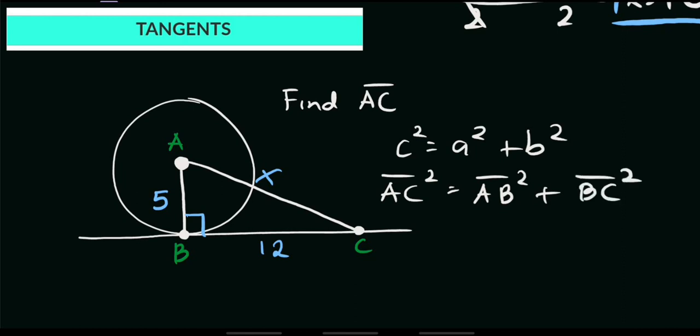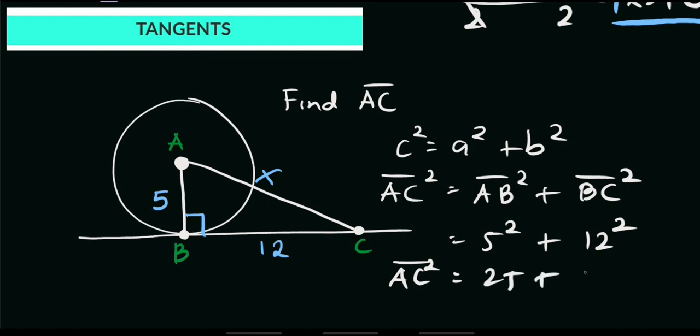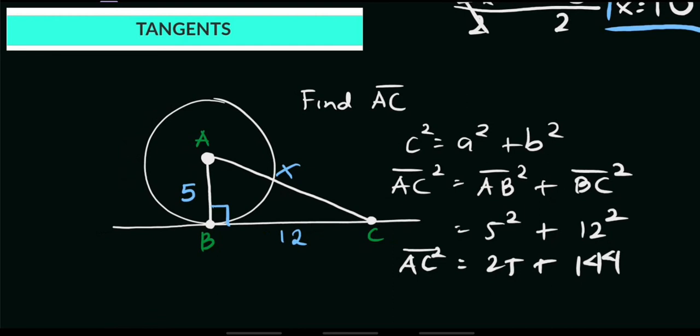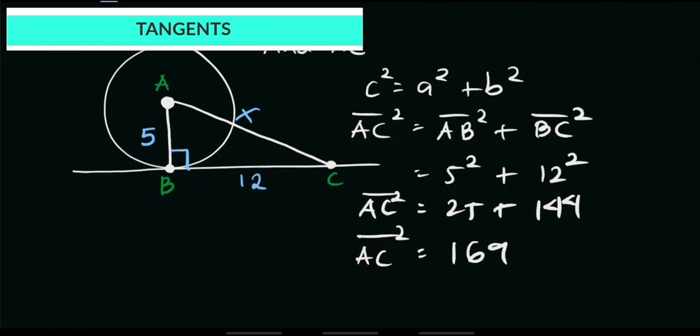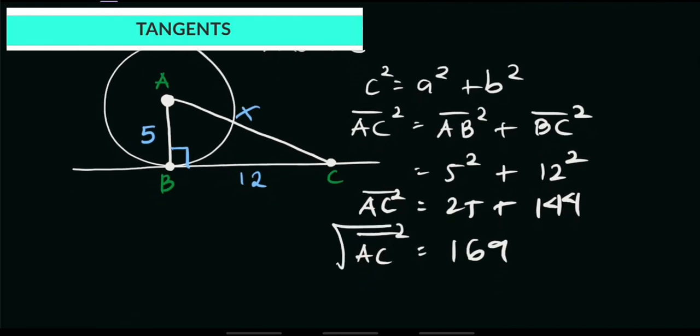Therefore the value of line segment AC is equal to AB squared plus BC squared. AB is 5 and BC is 12. So AC squared is equal to 5 squared, which is 25, plus 12 squared, which is 144. Simplifying, AC squared is equal to 25 plus 144, that is 169. Since we're asked to solve for the single value of AC, let's extract the root.